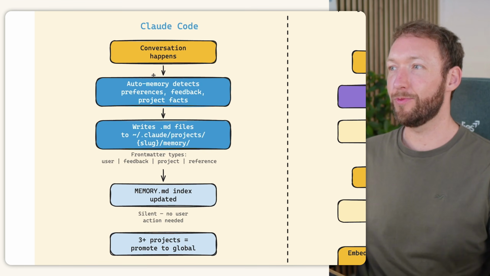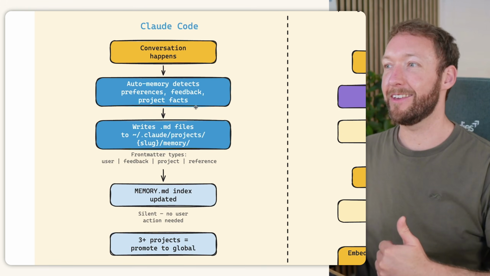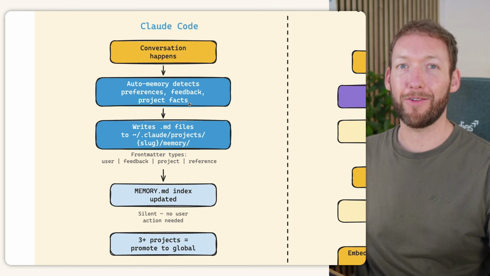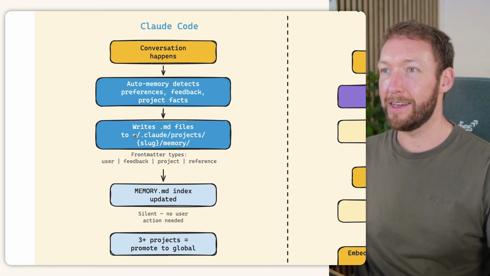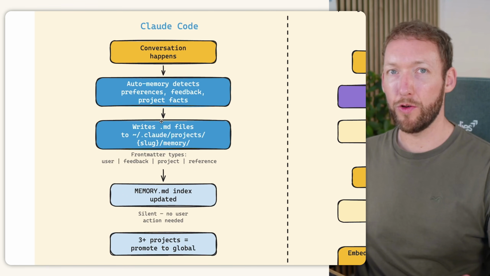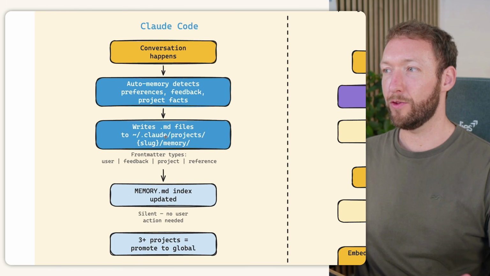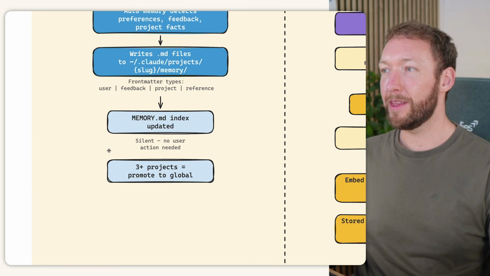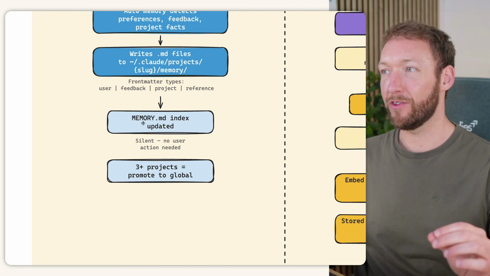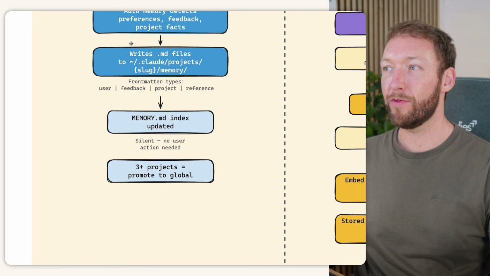So when you have a conversation with Claude, it's actually auto-detecting certain things you say in the background and writing them silently to .md files. These are stored at a per project level in the global space. So we've got the .claude project/projects, and then we're storing memory folders back there. We then have a memory.md index, which is updated with all the files for which it can point to.